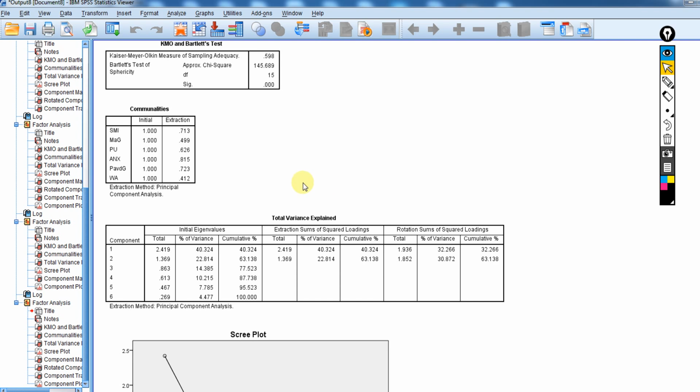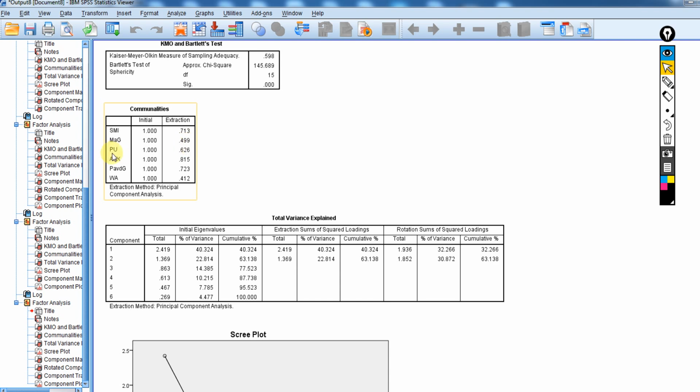So you see that for subject matter interest, the 2 components accounted for about 71.3% of the variation. Mastery approach goals, they accounted for almost 50% of the variation. Perceived utility accounted for about 62.6% of the variation, and so forth.